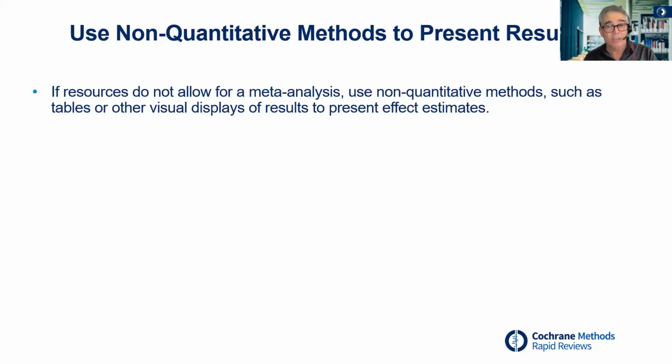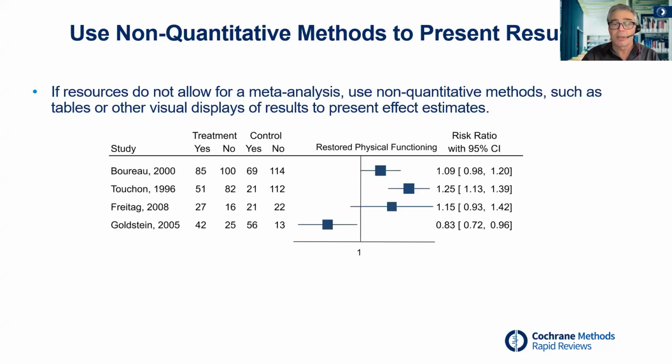But meta-analyses also take time and they take resources. If a meta-analysis is not possible, then use non-quantitative methods such as tables or graphs to present the effect estimates. So, for example, in the form of a forest plot that only descriptively presents studies, like in this example. There's a lot of heterogeneity here, but presenting studies in a forest plot without pooling them can also be very informative for readers.